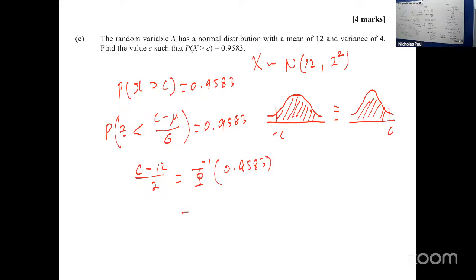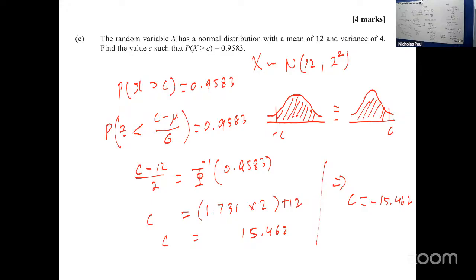So what should I find first? 1.731. You multiply that by 2 and you add 12. What is that? Let's see. 15.46. Right? This implies that C is equal to negative 15.46. That's okay?